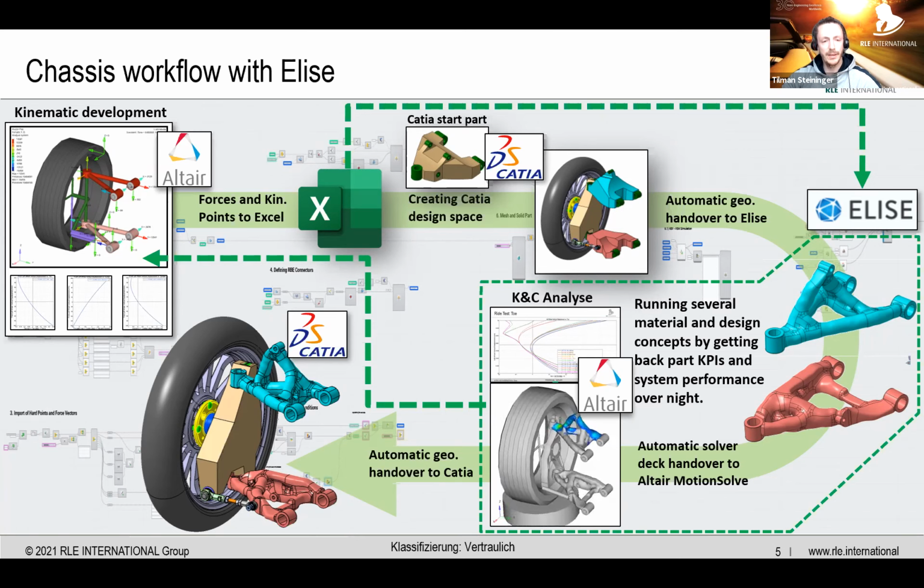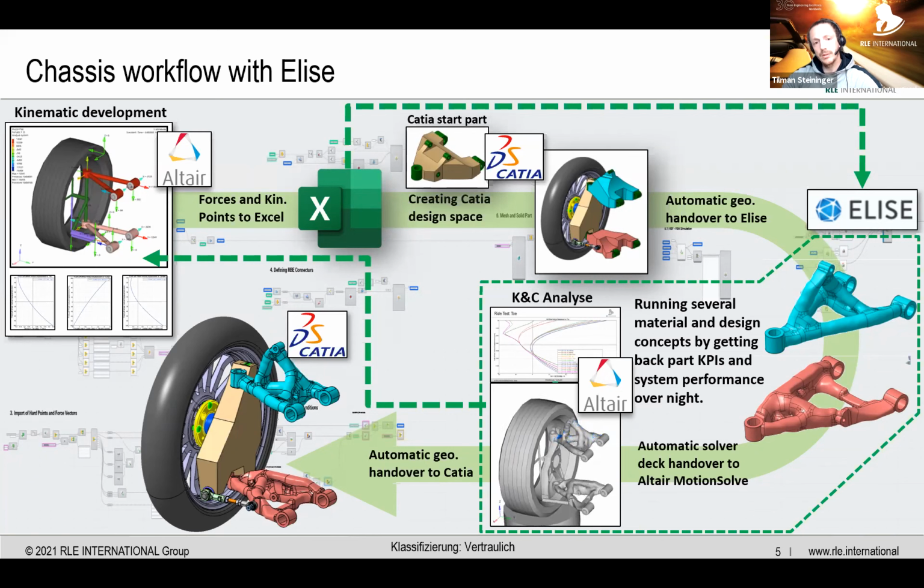Then you have to provide an Excel file, for example, with all the content from the kinematic development, like kinematic points, forces, and what is maybe something which is a little bit specific on that kind of workflow. You also have to provide degrees of freedom on every component for later on system validation or part validation. After that Excel sheet, or after that process, you have to create a CATIA design space. In our case, it is CATIA. It could also be NX or something else. You have to create this design space.